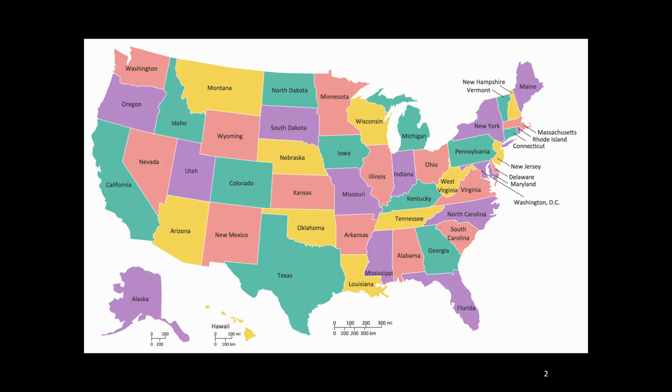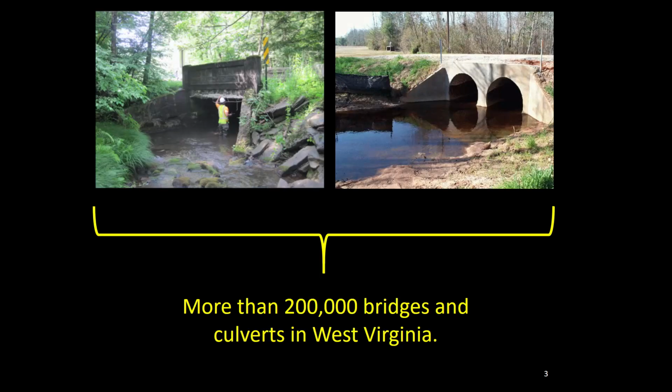People over there aren't always familiar with where West Virginia is. People sometimes have heard about Virginia, but I have to always point out whenever I'm outside the United States, where is West Virginia, and talk a little bit about its unique topography. A statistic that most of us don't realize is that in West Virginia there's more than 200,000 bridges and culverts, and so there's really a huge number of hydraulic structures, and that's just in the Division of Highways inventory.